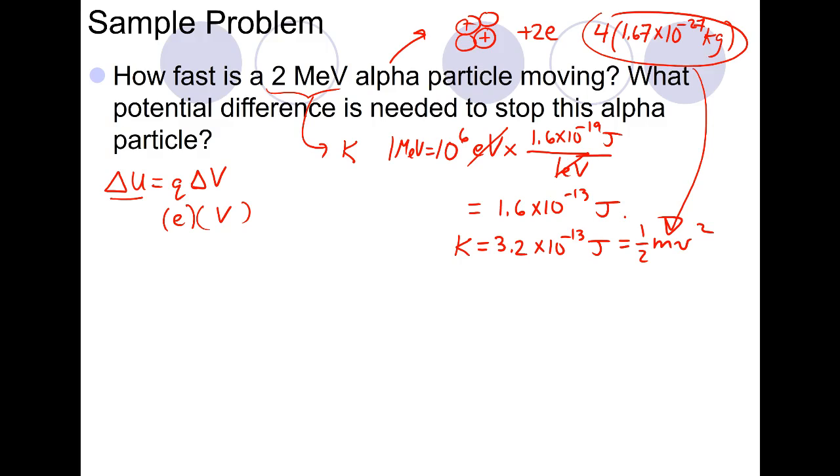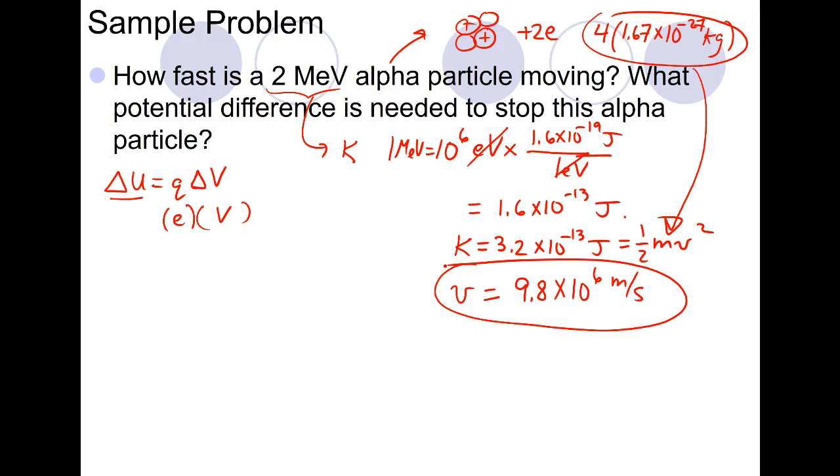we are going to get a pretty big number for the speed. So this is a speed of about 9.8 times 10 to the 6th meters per second. So that's a couple percent of the speed of light. So it's moving pretty fast.